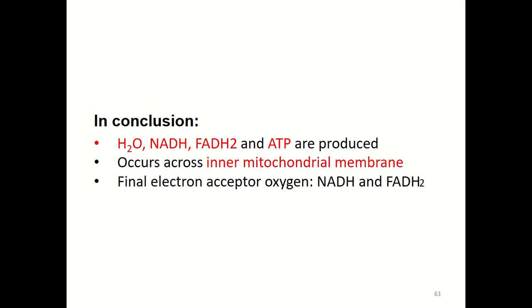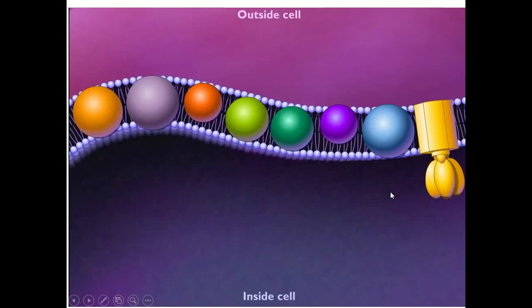So in conclusion, water molecules, NAD plus, FAD plus and ATP are produced, and it occurs across the inner mitochondrial membrane. It's not NADH and FADH2, it's a correction. The final electron acceptor is oxygen, to which the electrons from NADH and FADH2 are passed. So this is the video of how oxidative phosphorylation occurs. I will attach the link to the video later.